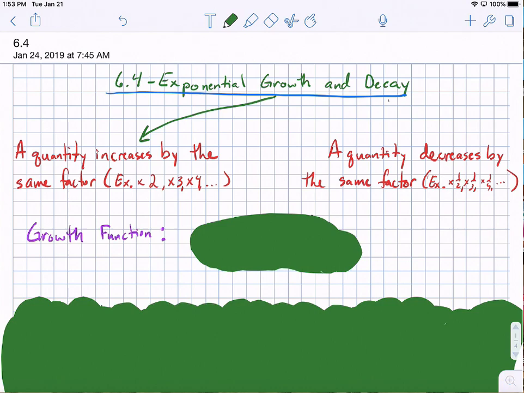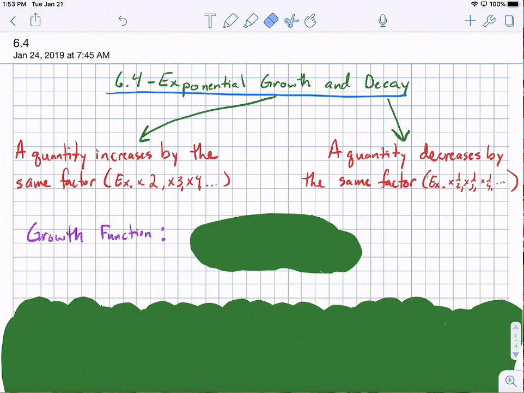Or the same thing, a pattern can be exponential if it decreases, gets smaller by the same factor. So instead of thinking of dividing by 2, dividing by 3, and so on, we need to think of that as multiplying by a half, multiplying by a third, multiplying by a fourth. That is what decay is: something decreasing by that same factor, and we are multiplying to get from one number to the next.